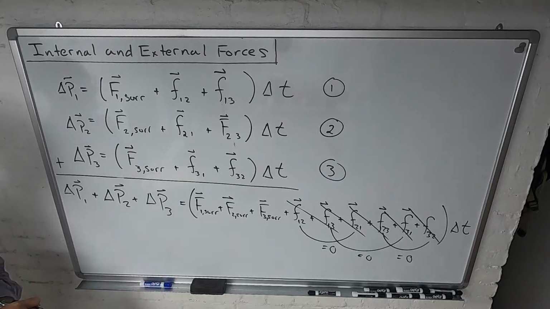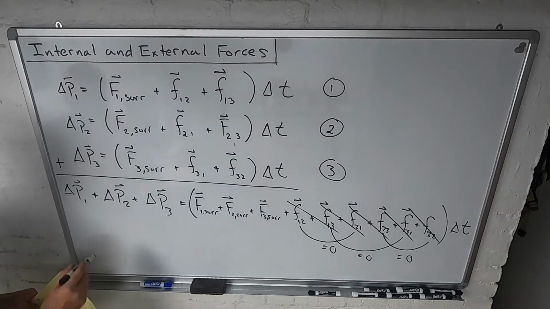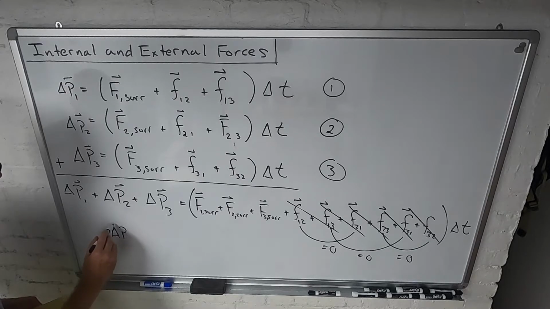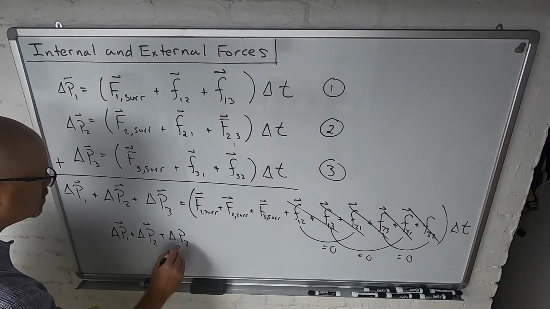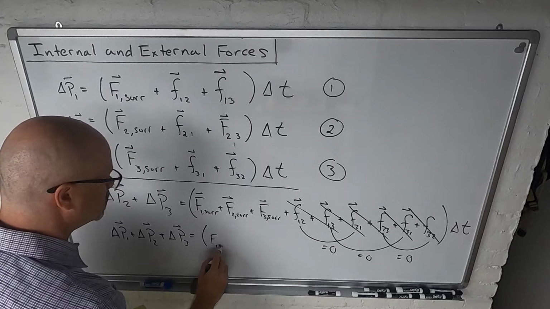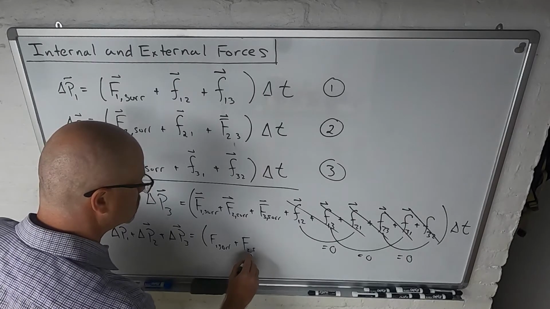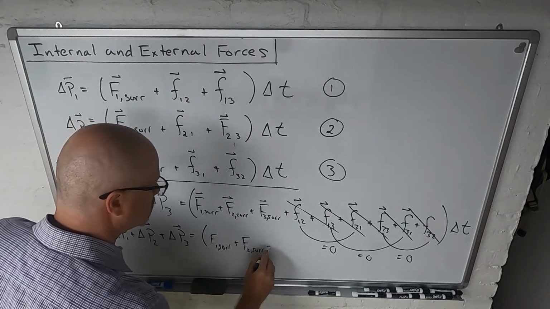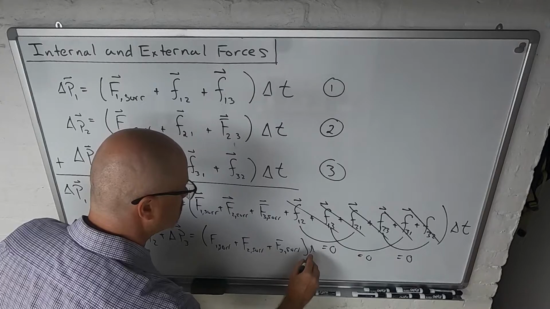And we could say it's gravity that's acting internally, so we could call them Newton pairs, whatever we like. So what are we left with? What we're left with is that delta P1 plus delta P2 plus delta P3 is equal to F1 surroundings plus F2 surroundings plus F3 surroundings, times delta T.